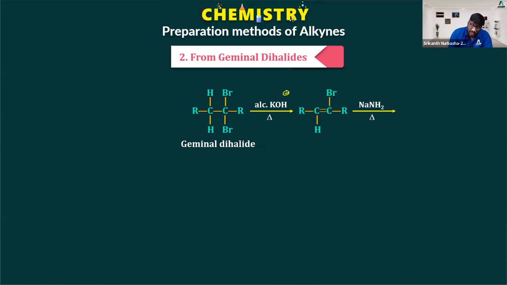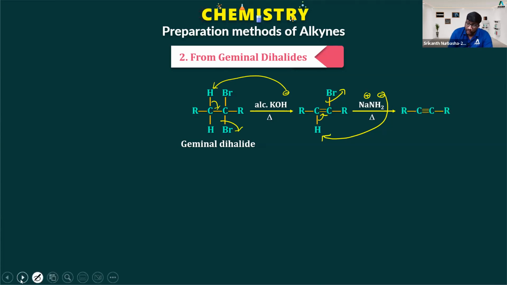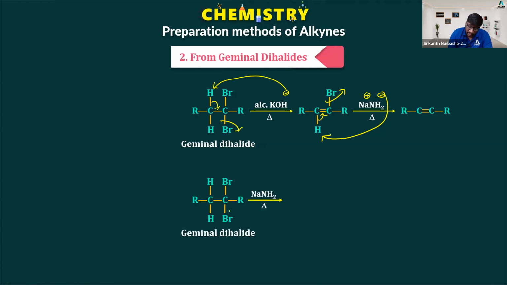Alcoholic OH minus picks up this proton, CH electron density comes into carbon, bromine leaves. You get alkenyl halide. Then NaNH2, Na plus NH2 minus: NH2 minus picks up the proton, this carbon hydrogen bond electron density comes into carbon, bromine leaves. You get RC triple bond CR. RCH2 CBr2 with NaNH2 forms again Na plus NH2 minus.